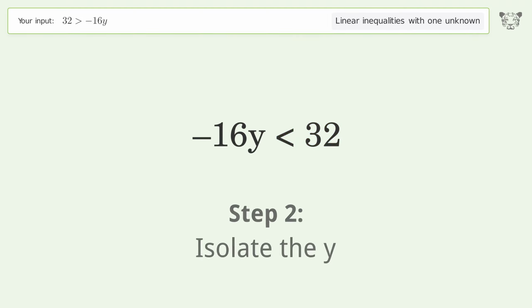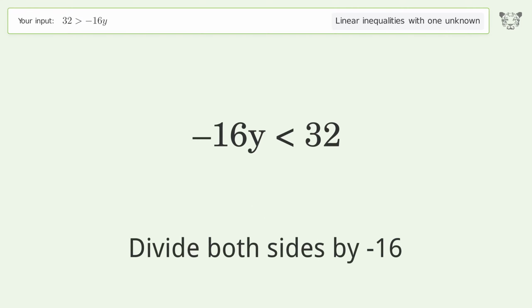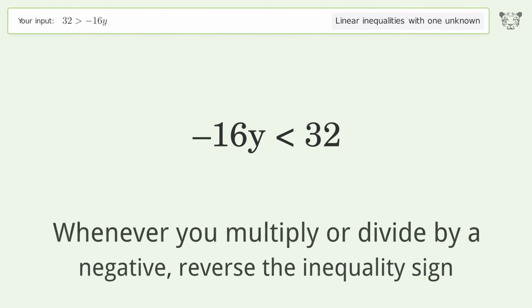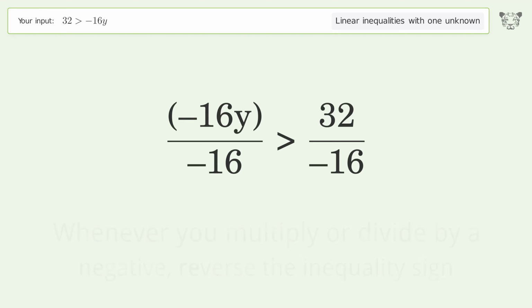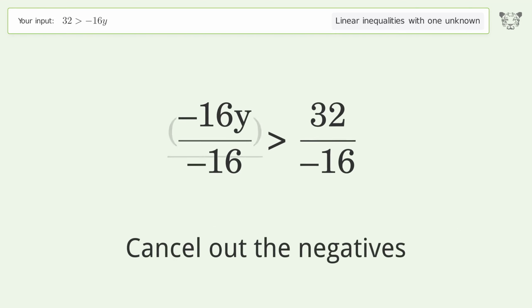Isolate the y. Divide both sides by -16. Whenever you multiply or divide by a negative, reverse the inequality sign. Cancel out the negatives.